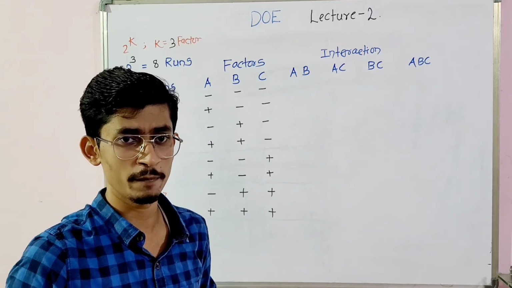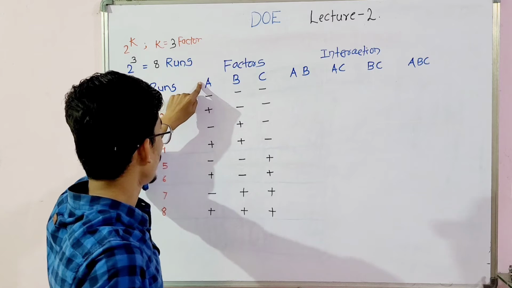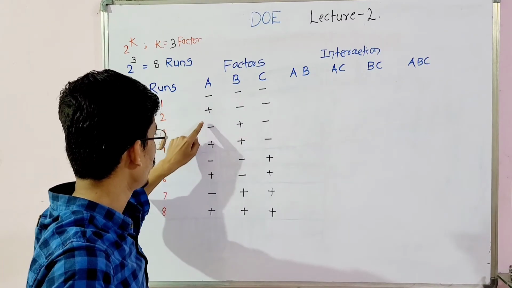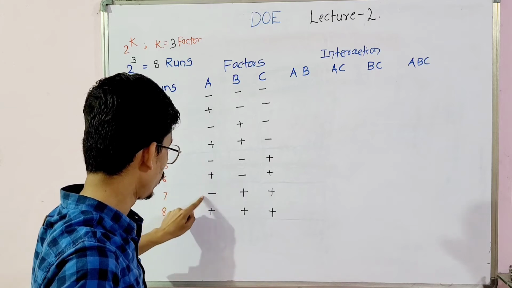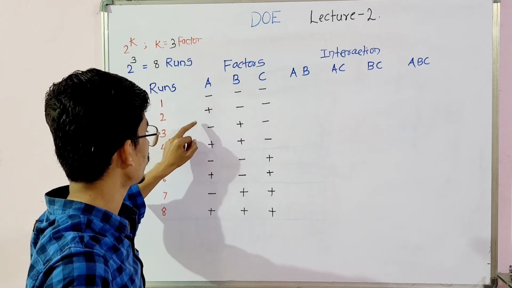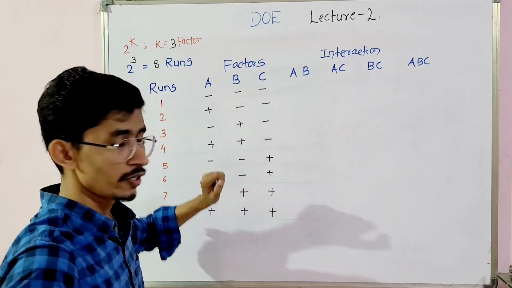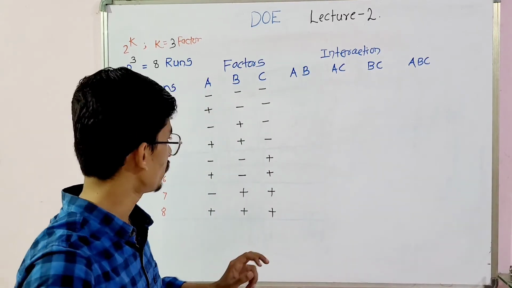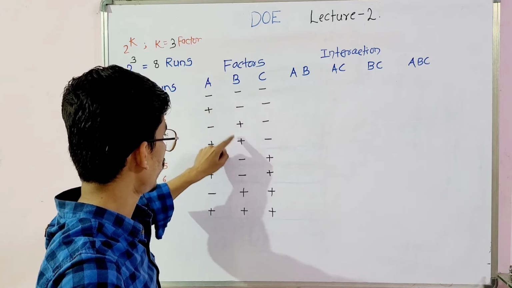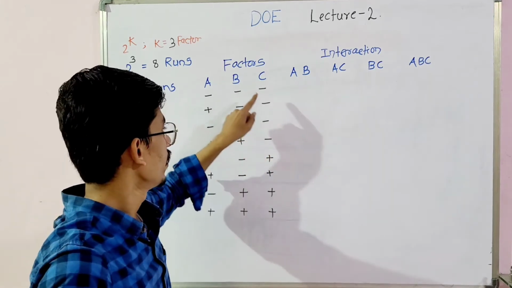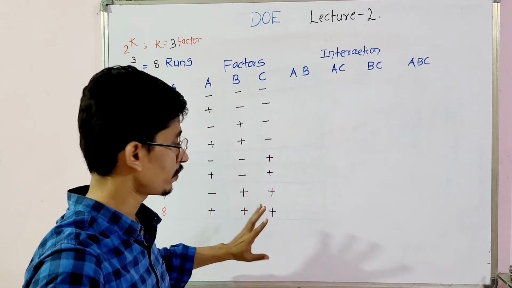So minus and plus. For factor A, you can remember it like this: low level, high level, low level, high level, low level, high level, low level, high level, or minus plus, minus plus, minus plus, minus plus. Likewise, for factor B, you can follow this trick: minus minus plus plus, minus minus plus plus, and for factor C, 4 times minus, 4 times plus.